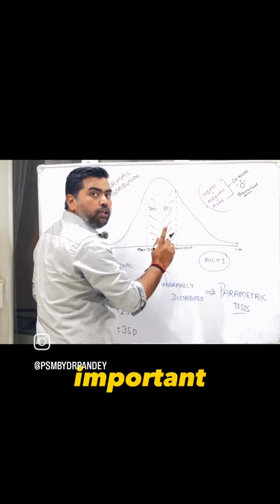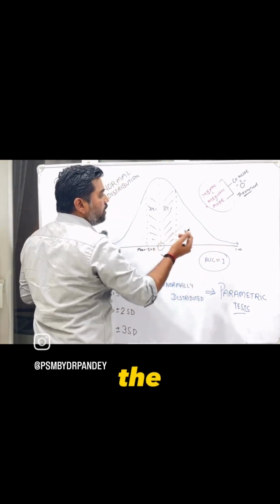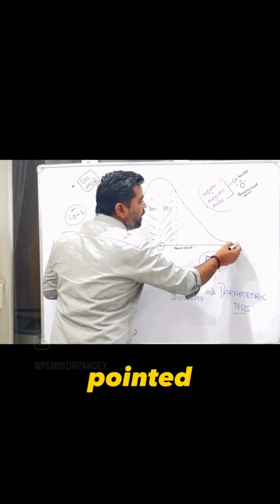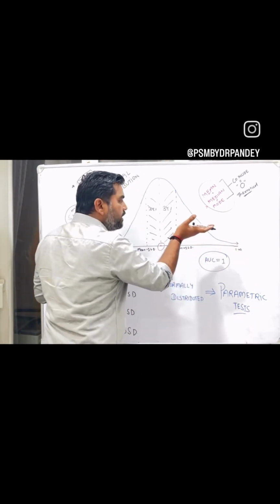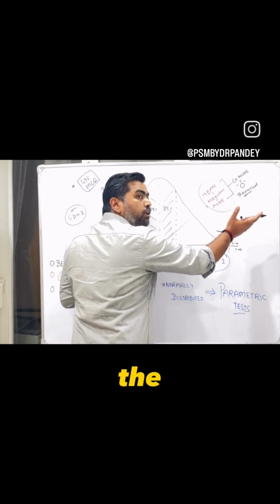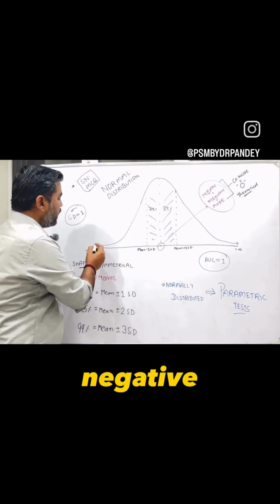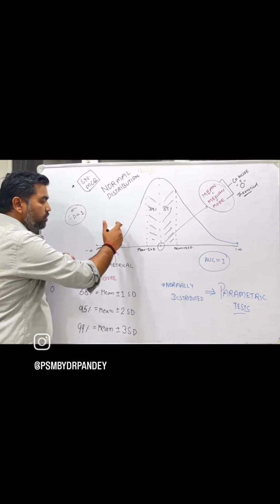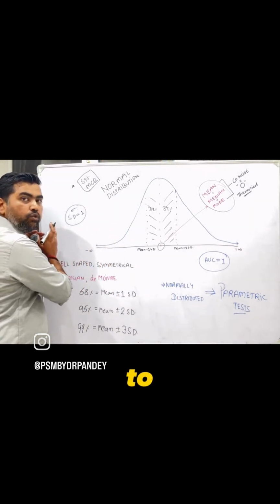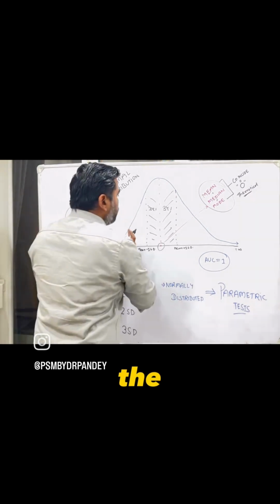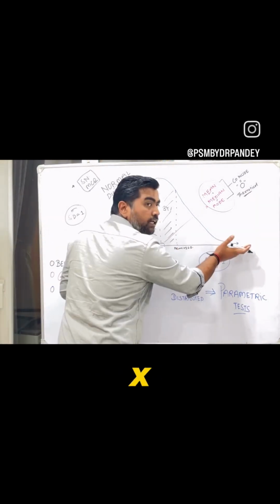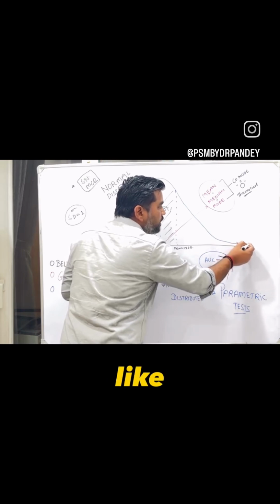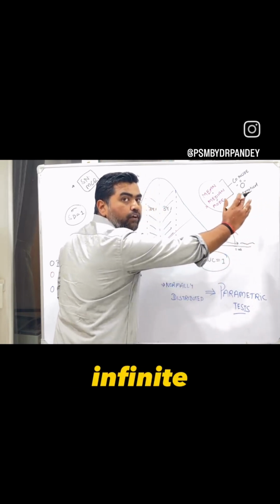And one more important thing you have to remember is that I have made the tail in a pointed direction, which means the data is extending infinitely on the positive side, and on the other side also I have made a tail, which signifies that the data is also extending infinitely to the negative side. So the tail never touches the X line. It goes like this, continuing to infinite values.